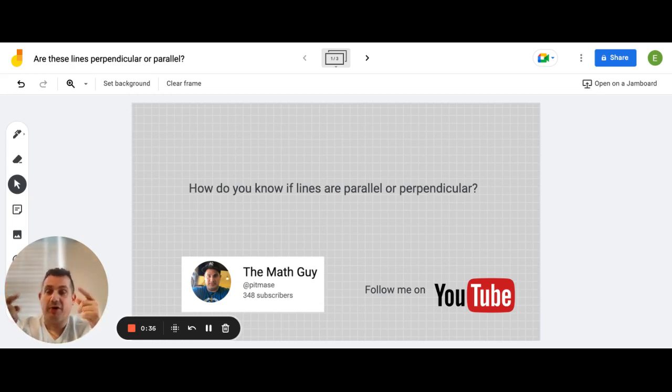But how could we know if lines are perpendicular and parallel if it's written in slope-intercept form?